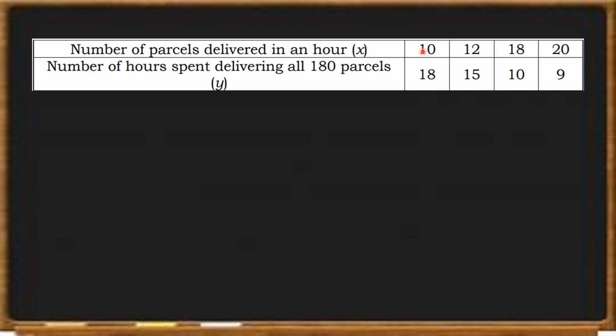Okay, so what do you notice? As the number of parcels delivered in an hour increases, the number of hours spent delivering all 180 parcels decreases. 18, 15, 10, 9. So, this increases, this decreases. They are in opposite directions, increasing and decreasing. So, if you have two quantities whose values flow in opposite directions, one increasing and one decreasing, that is inverse variation.